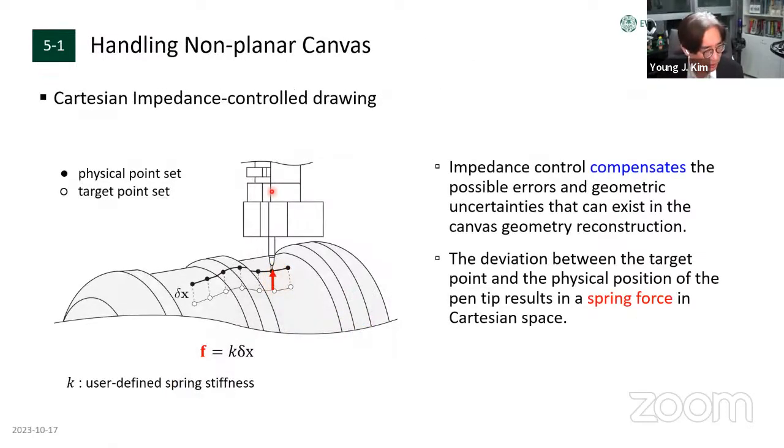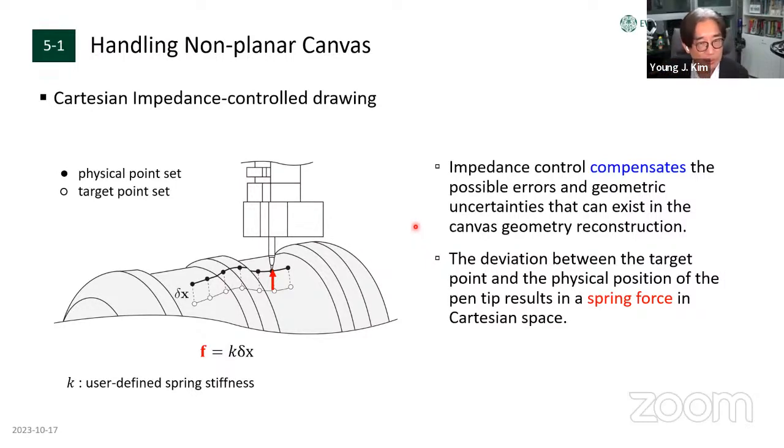And then the next problem to realize drawing on the target canvas is that, again, the target canvas geometry estimation may not be accurate. There could always be some errors in the geometry reconstruction. If you ask a robot to draw something on that inaccurate geometry, the robot may not be able to finish the drawing. So we need a better way to do it.